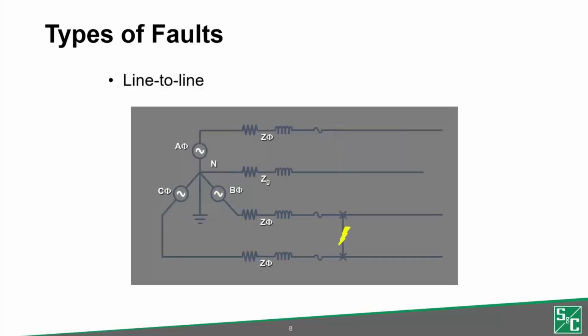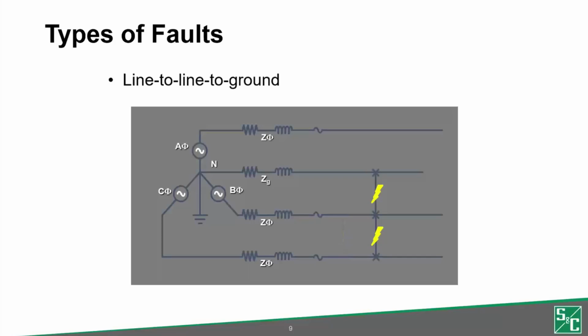The next type of fault is a line-to-line fault, which occurs when an event causes a short between two phases. The path of the fault current is through the two faulted phases, and there is no fault current flowing on the unfaulted phase or through the neutral. And the magnitude of the fault current is lower than in a three-phase fault.